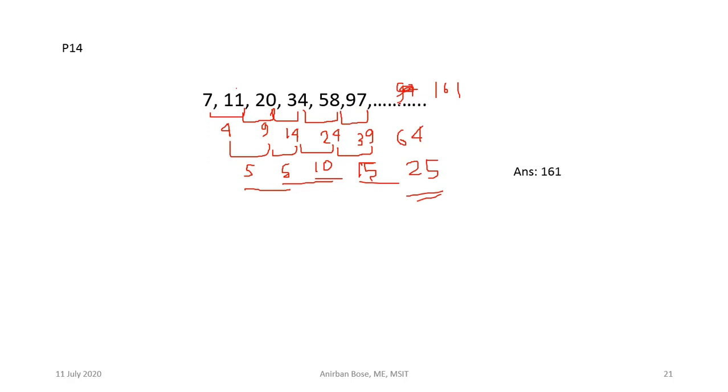Or you can simply, if it is coming to your mind, then it is nice that 7 plus 11 is what? 18, then plus 2. You are getting this one. Similarly, 11 plus 10, 20 is what? 11 plus 20 is 31, then that 31 plus 3. Or you see, 34 plus 58 is what?